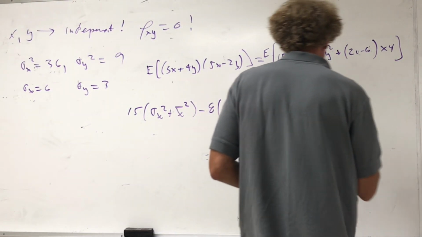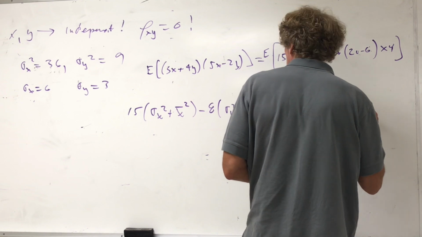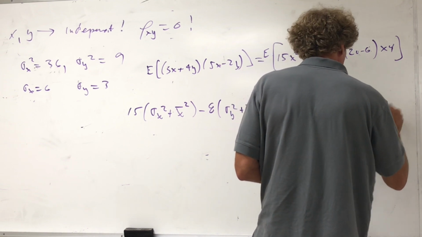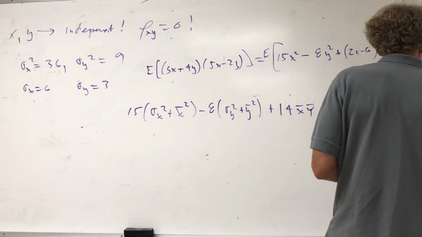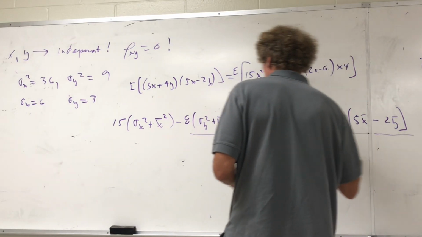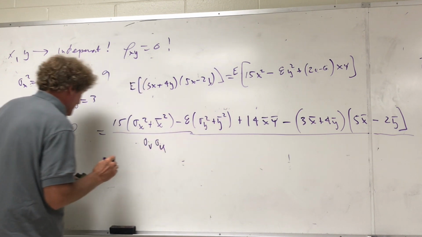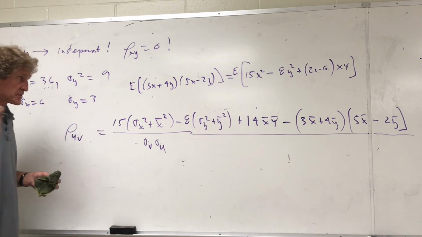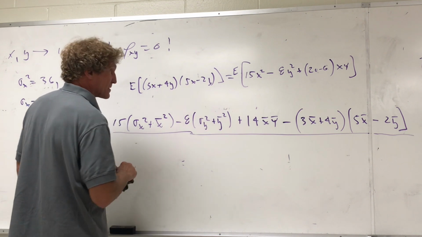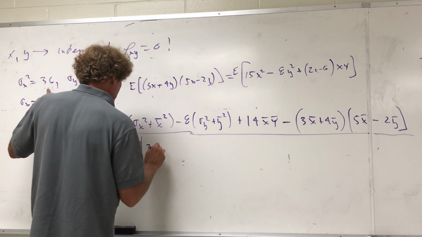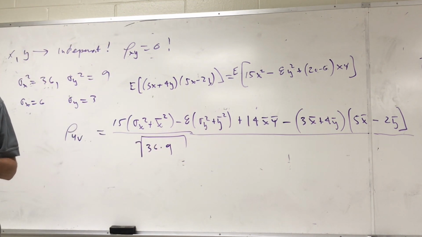I'll subtract, and the mean value of U is just going to be 3 times x bar plus 4 times y bar, times the mean value of V, which is 5 times x bar minus 2 times y bar. And all this right here is divided by sigma V, sigma U, my bad. And this is rho UV. You all agree with me? I'm going to put this sigma V, sigma U down as a square root of the 2, so the square root of 36 times 9, because that would be the square root of either. Do you agree with this, everyone?